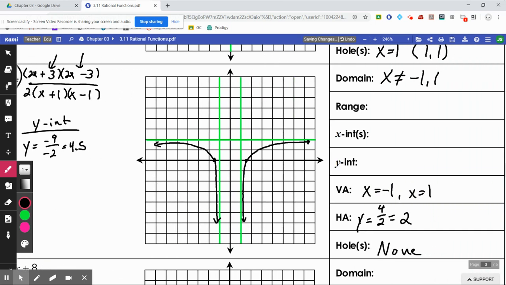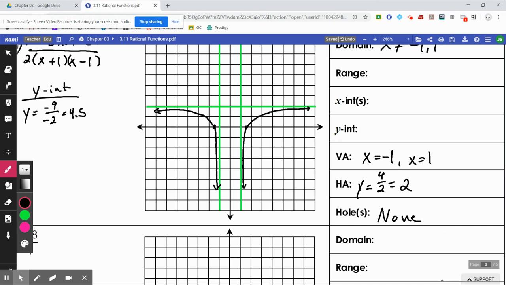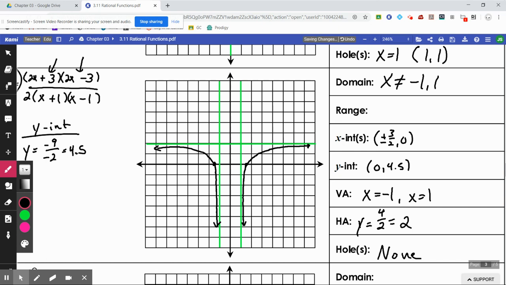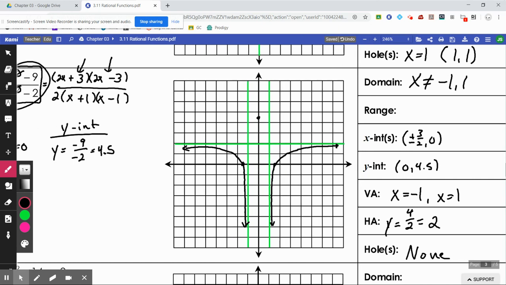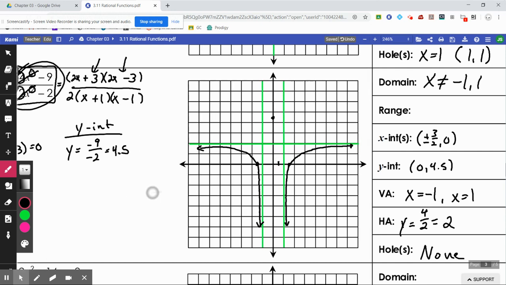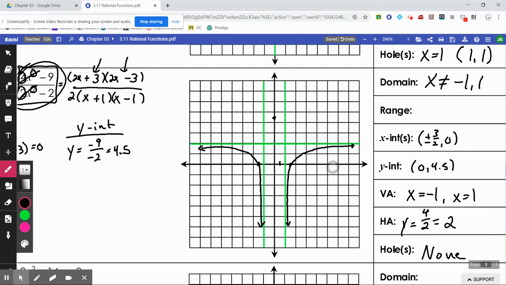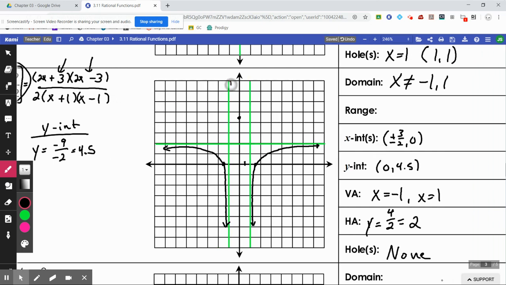So my x-intercepts, let's write these down, were plus and minus 3/2, 0. My y-intercept we just found was 0, 4.5, which is located at 1, 2, 3, 4.5, which is right in here, which still doesn't tell me a lot about my graph. However, you can plug in maybe 1/2 and see what happens to your graph. But when you do, your graph is going to still follow these. It's going to come down, touch there, and then go back up. So there's what your graph's going to look like.